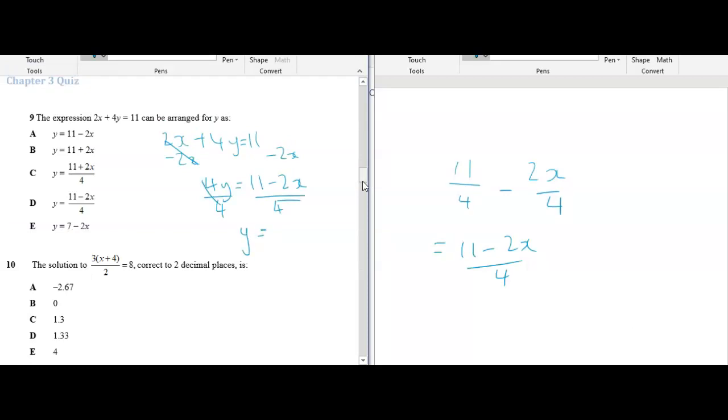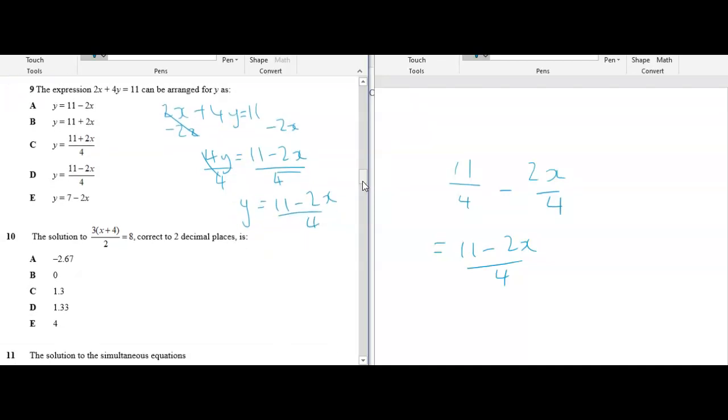Okay, so y equals (11 minus 2x) over 4. Oops, so the correct answer is D.